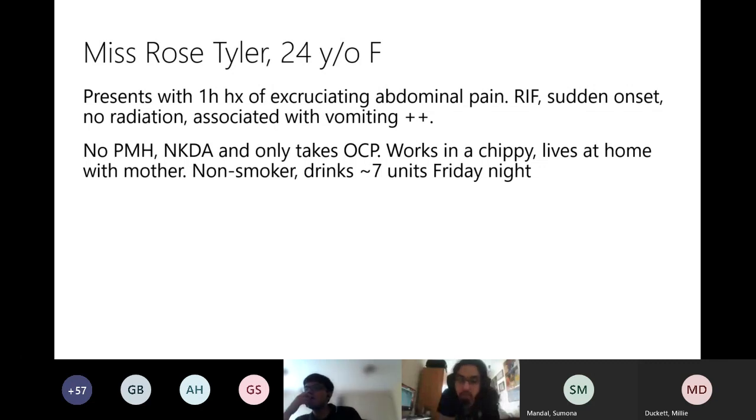So, yeah, we've got Miss Tyler. She's 24. She's come in with a 1 hour history, so it's fairly acute. It's really, really excruciating abdo pain in her right iliac fossa. It came on really suddenly, hasn't radiated, and she's been vomiting quite a bit. She's got no past medical history. She takes a contraceptive pill, and nothing else particularly of note. She's not allergic to anything, lives at home, doesn't smoke, drinks with friends on the weekend, on a Friday night. What are your differentials here based on this information?